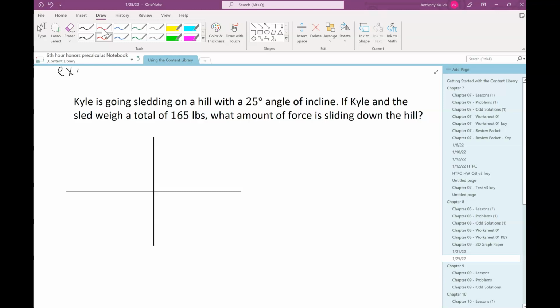So when I read this question, I hear two vectors. I have the hill vector. So if I draw that, we're going down the hill at a 25-degree angle of incline.